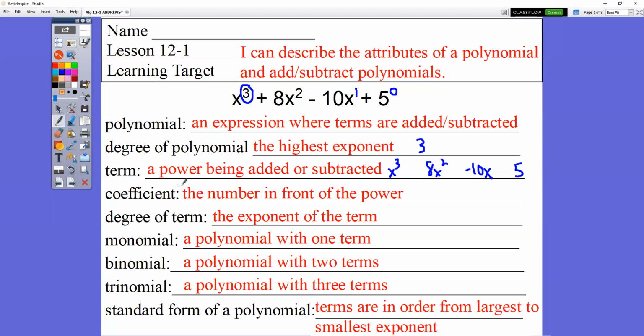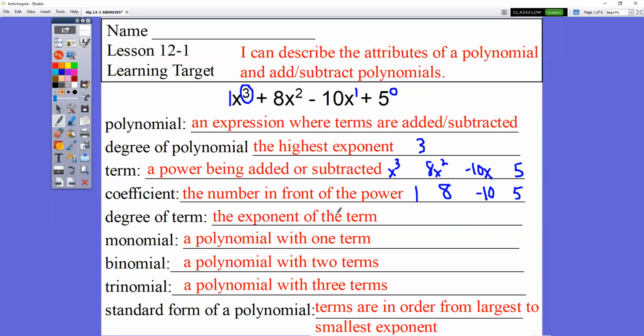The coefficient. The coefficient is the number that's in front of the power. So it's the number that's in front of the x. What number is really in front of this x? There's really a 1 in front of the x cubed. There's really an 8 in front of the x squared. There's really a negative 10 in front of the x. And then you have the 5. All of those are coefficients.